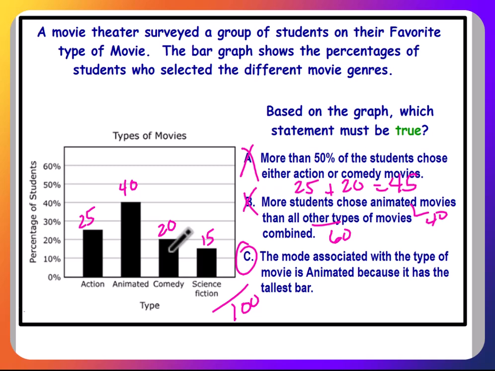B, more students chose animated movies than all other types of movies. So looking at that, my animated is 40. Well, the rest would be 60, right? Because the total is the 100%. So that one is false, which means that C is the correct answer. It's the one that is true.